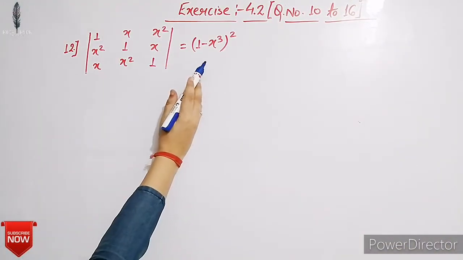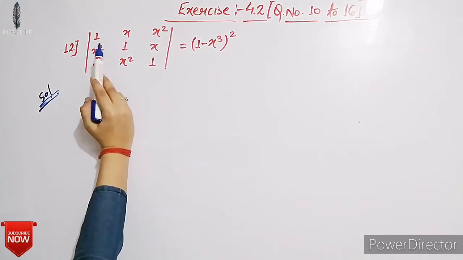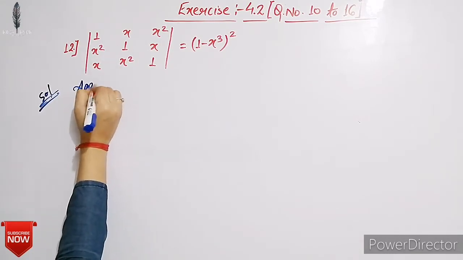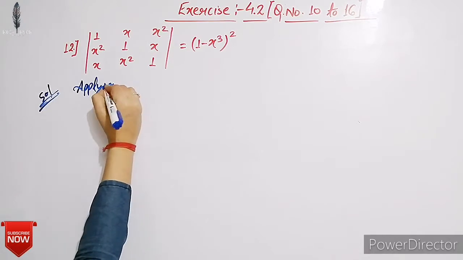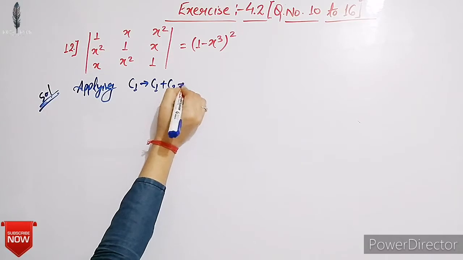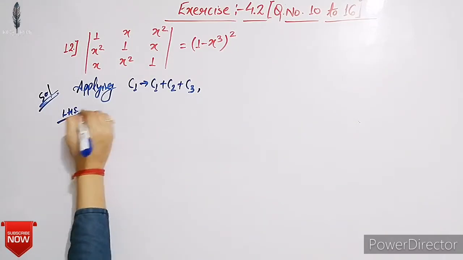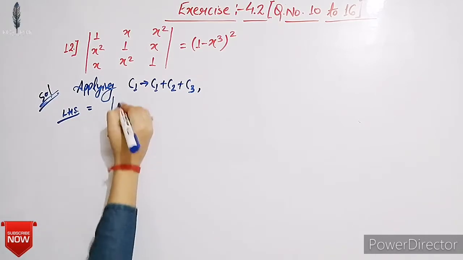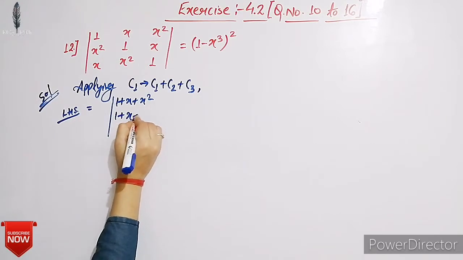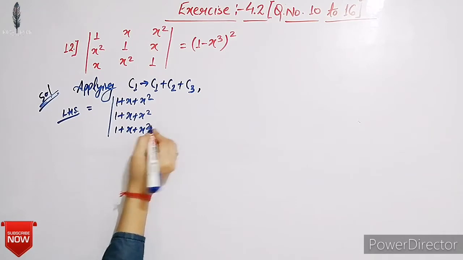Here we have to prove that it is equal to 1 minus x cube whole square. Let's solve it. Here if we add C1, C2 and C3, then we get the same value in C1. So applying the change, C1 is such that C1 plus C2 plus C3. Then LHS becomes here 1 plus x square. Here also 1 plus x square. Same here 1 plus x square.